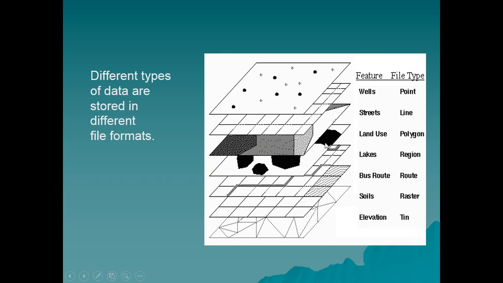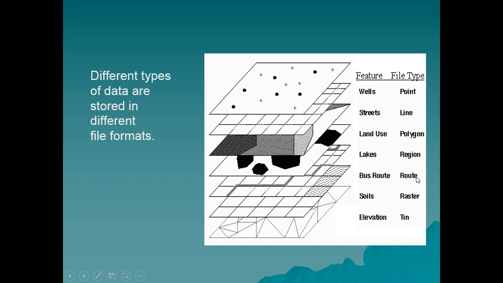And here we have a number of different layers, the features that represent each of the layers, and the type of file, whether it's point, line, region, polygon, etc. So wells would typically be points, streets would typically be lines, land use, polygon. These polygons are our area features. A lake, as we had seen before, might be defined as a region because it is a polygon within a region. Bus route, remember, a route is a line, but it's a line that contains flow information, so we call it a route.